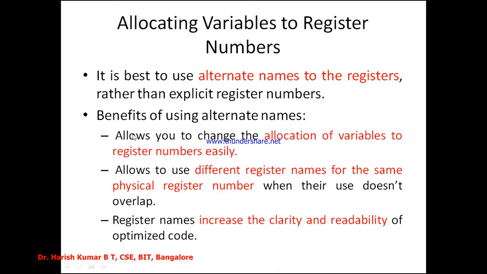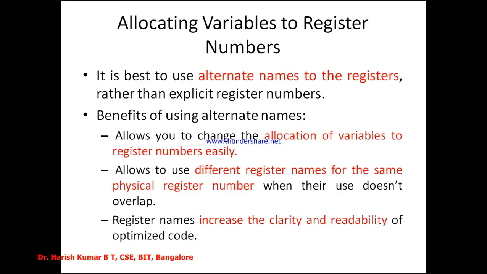One benefit of using the alternate name is that it allows you to relocate the register numbers easily. If you have used the alternate names, you can change the allocation of variables to the register number easily. For example, say I have used R1 several times to perform a specific computation. Now I don't want to use R1, instead I have to use R2. What do I have to do? I have to go to my program, say I used it 50 times, and change R1 to R2 50 times.